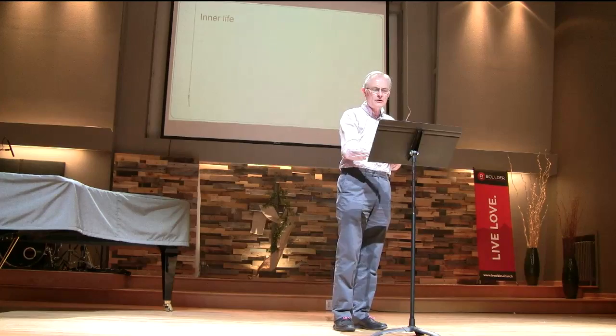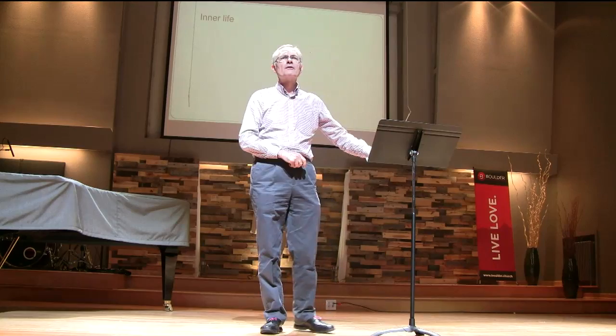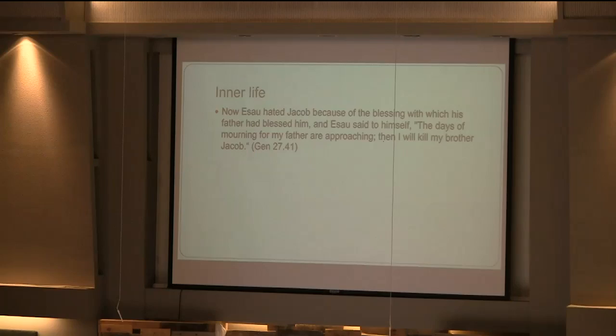So let's look at a couple of examples of the way in which a narrator takes us to the inner life of someone. In Genesis chapter 27, verse 41: "Now, Esau hated Jacob because of the blessing with which his father had blessed him. And Esau said to himself," this is his inner dialogue with himself. Our omniscient narrator gives us insight into what is in Esau's heart: "The days of mourning for my father are approaching, then I will kill my brother Jacob."